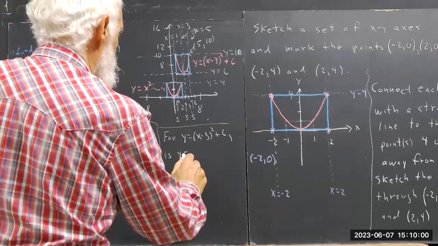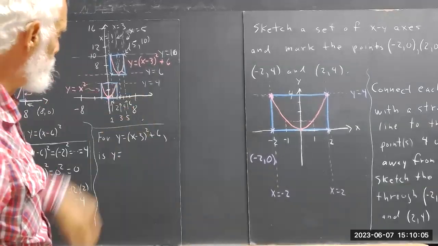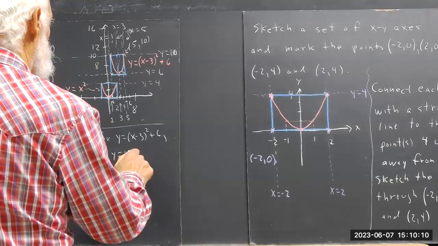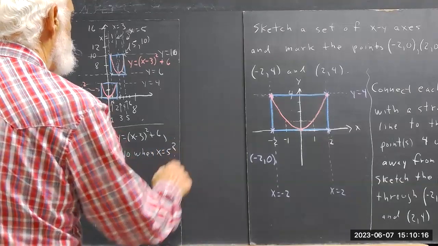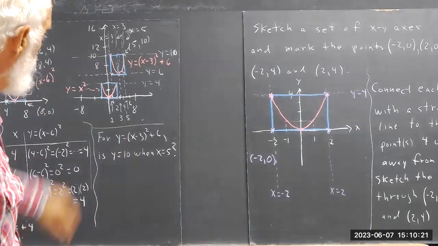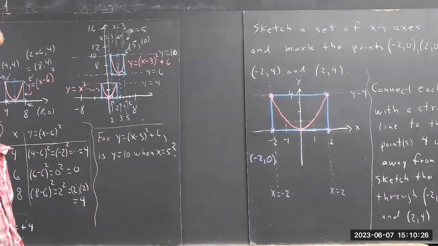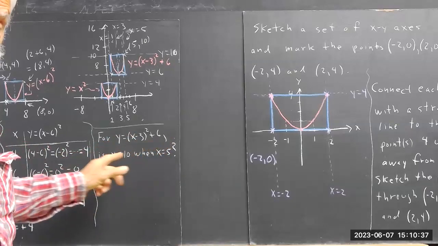Okay, for the function y equals x minus 3 squared plus 6, is y equal to 10 when x is equal to 5? If so, then this point should definitely be on the graph of this function. Can you pause for a minute and verify whether y equals 10 when x equals 5? Just replace x by 5 and see what you get here. See if you get 10.